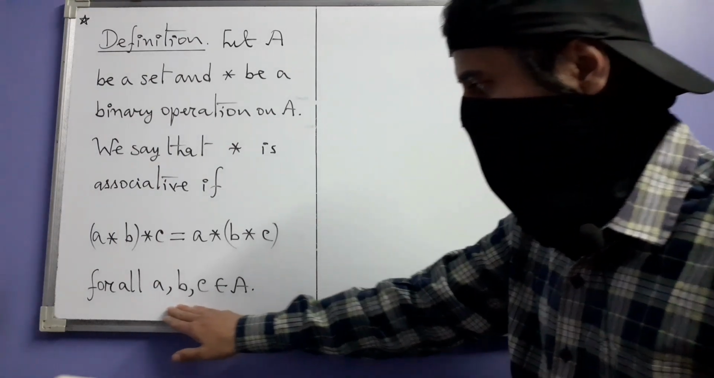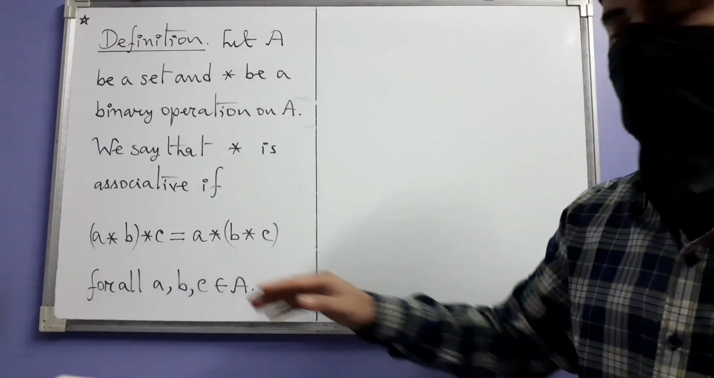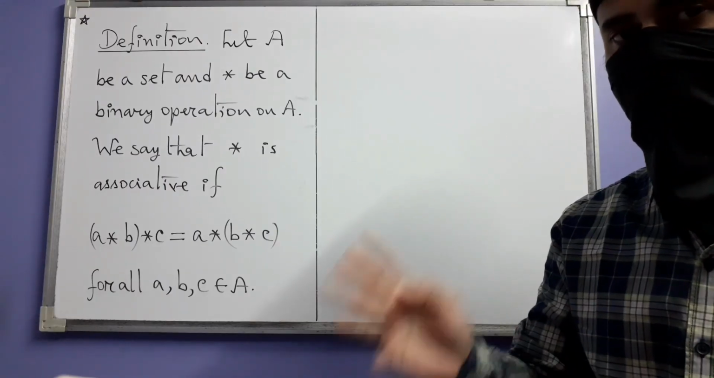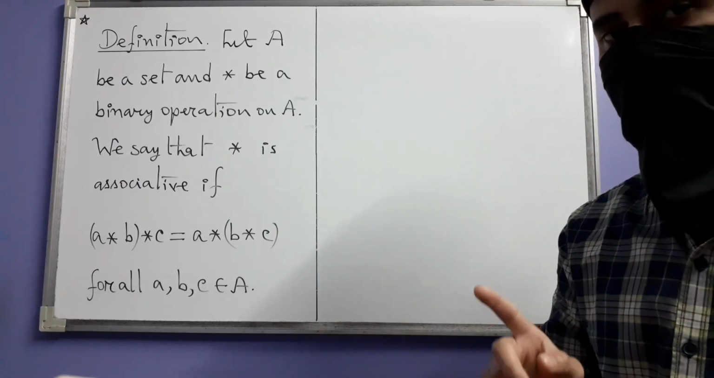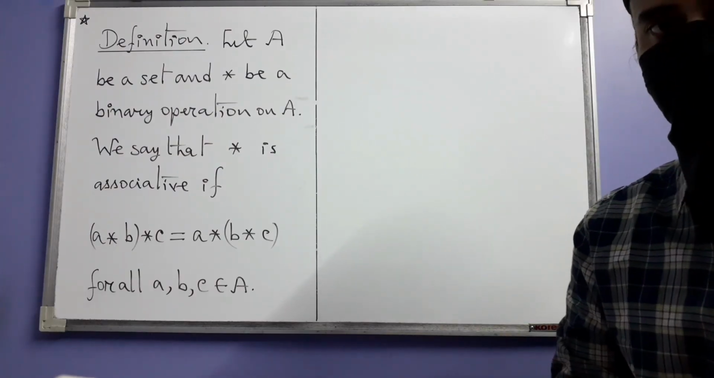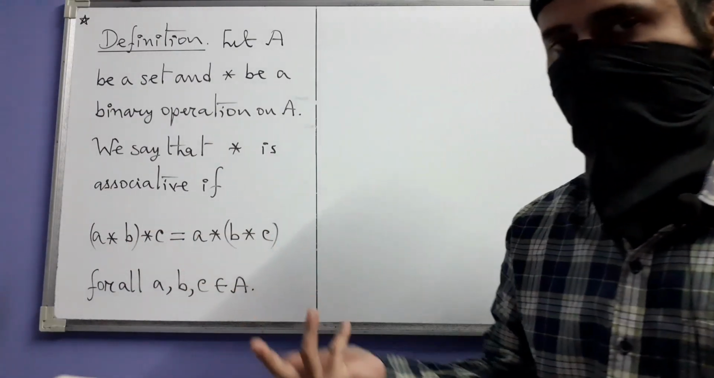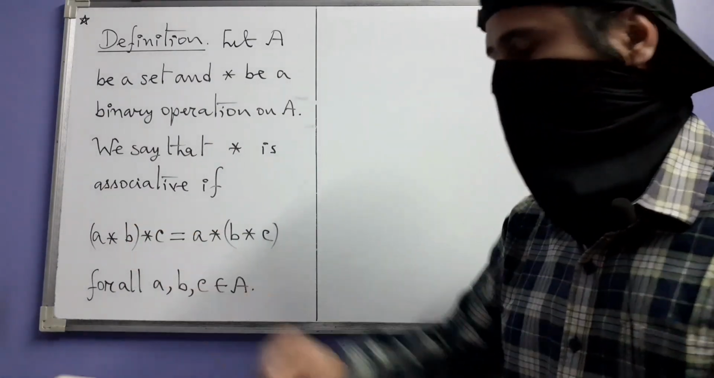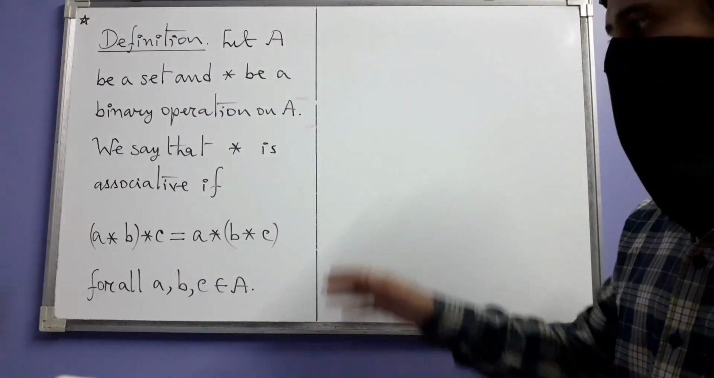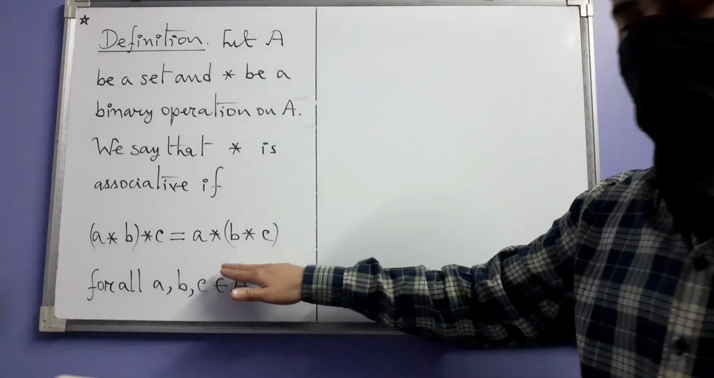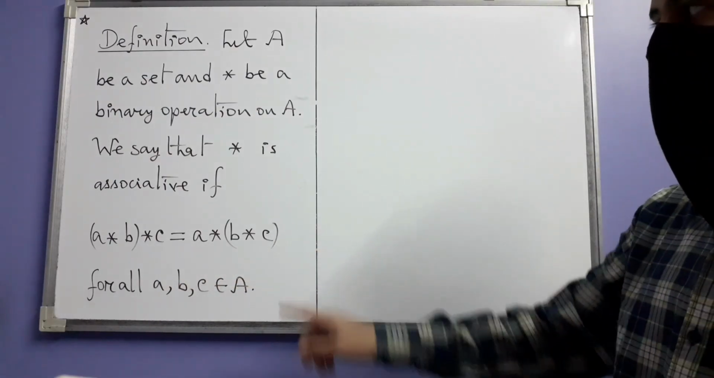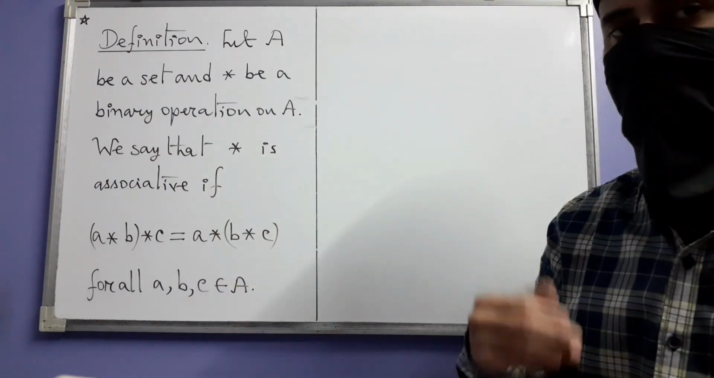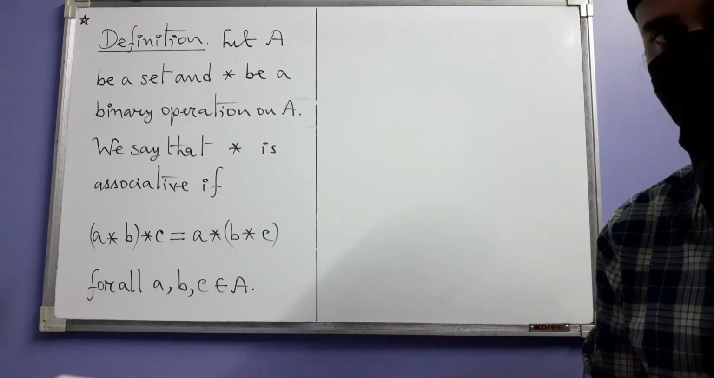Do not forget this part. This needs to be true for any choice of three elements a, b and c in A. And by three elements, I don't mean three distinct elements, okay? There may be repetitions here. a and b may be equal, anything can happen. The point here is that if this equation is true for any choices of a, b and c in A, then we will say that star is an associative binary operation.